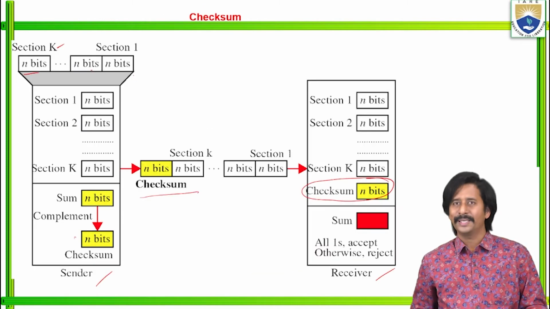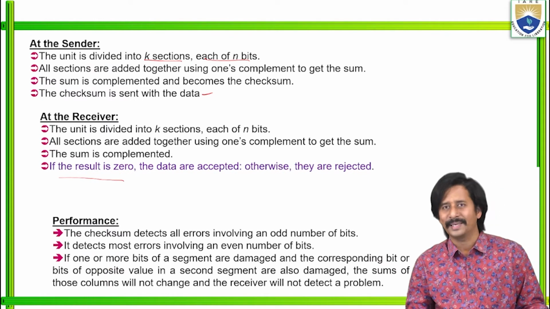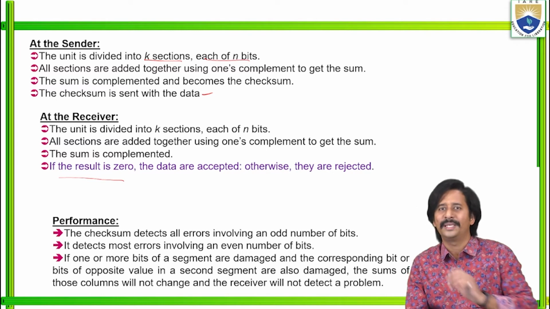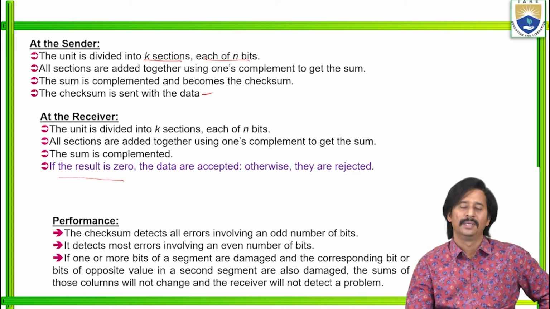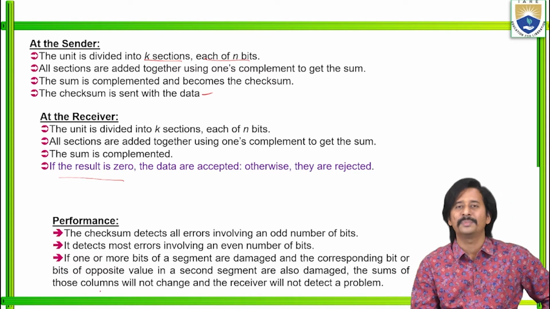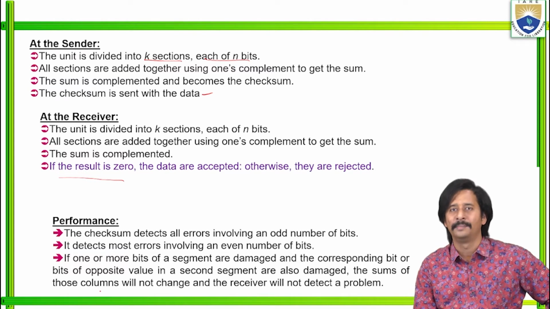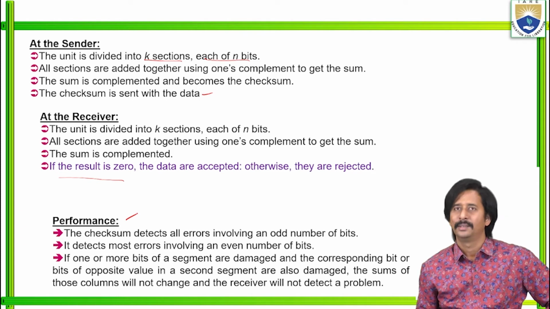Is it right? Based upon that, if one or more bits of a segment are damaged and the corresponding bits or sequence of bits of opposite value in the second segment are also damaged, the sums of those columns will not change and the receiver will not detect a problem. So that is according to the performance metric, right?